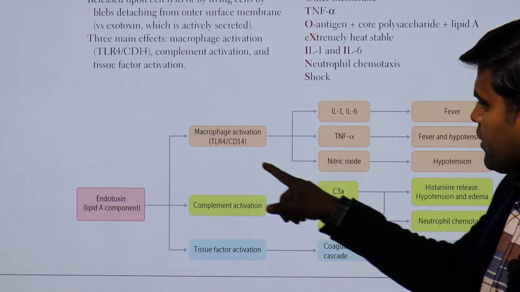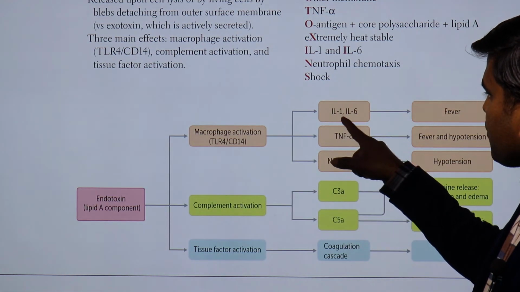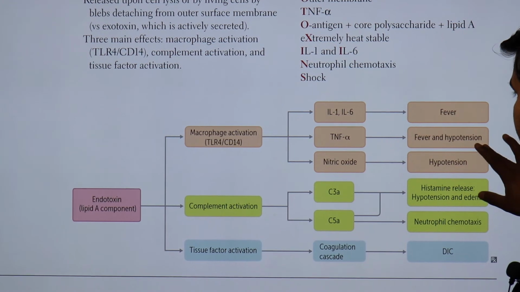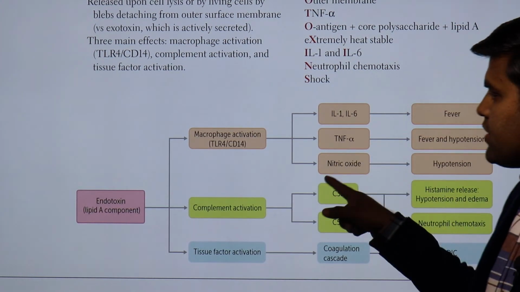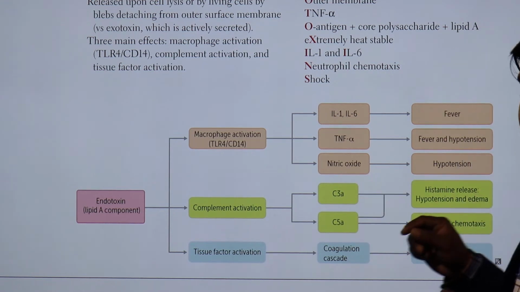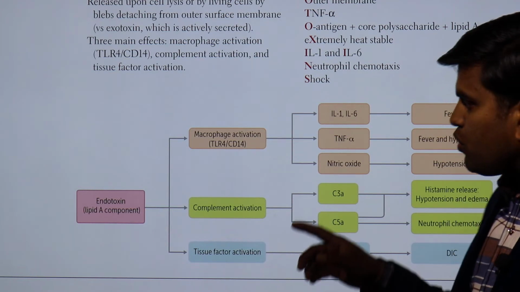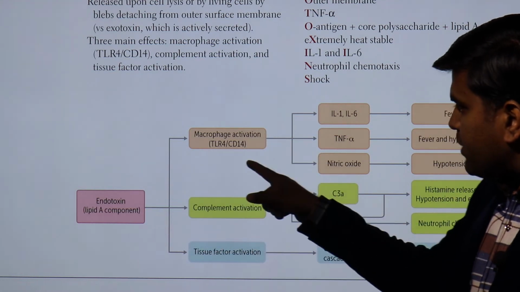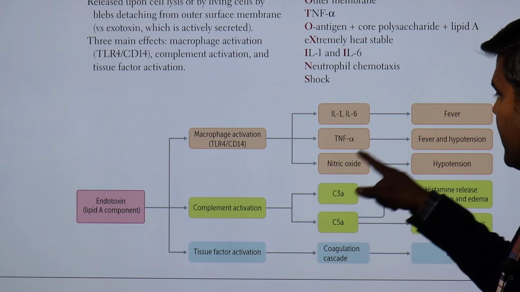Among them, if you talk about macrophage activation, there is the secretion of interleukin 1 and 6 that leads to fever. Then there is a release of TNF alpha that leads to fever and hypotension, and there is a release of nitric oxide that causes vasodilation, and once the vessel is dilated, we develop hypotension. So the endotoxin that activates the macrophage leads to the secretion of interleukin 1 and 6, TNF alpha, and nitric oxide.